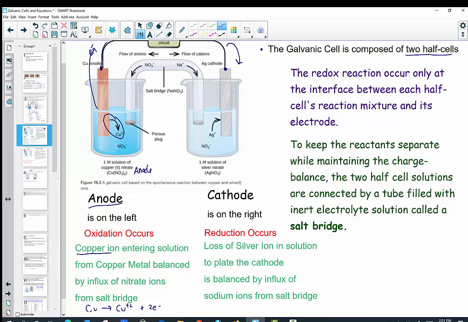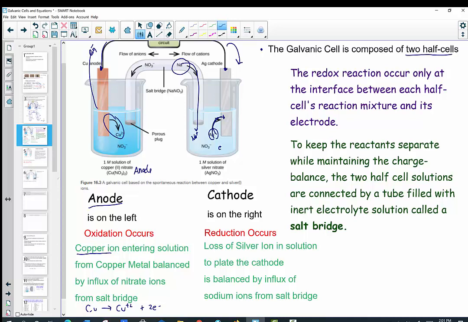Cathode by convention is always on the right. It's the site of reduction. Notice that the silver ion is coming out of solution and plating onto the silver electrode. Therefore, it's gaining weight. The silver is the cathode. To keep this electrically neutral, we see the positive ion migrating out of the salt bridge to balance the charge, so that as silver leaves as its ionic form, the sodium will then enter to keep it charge balanced.